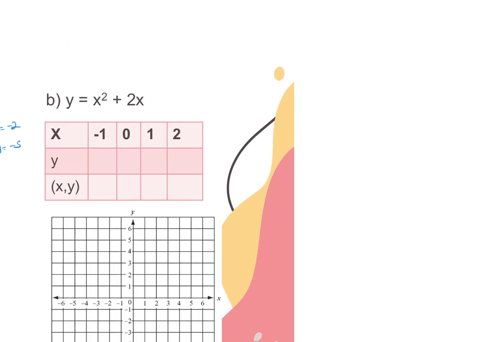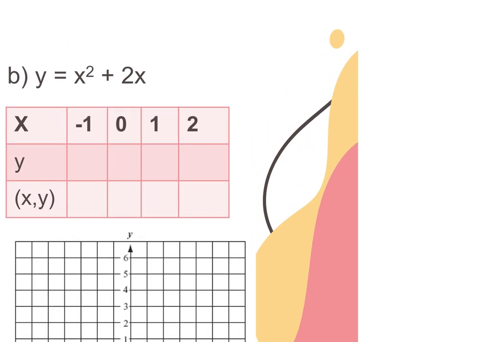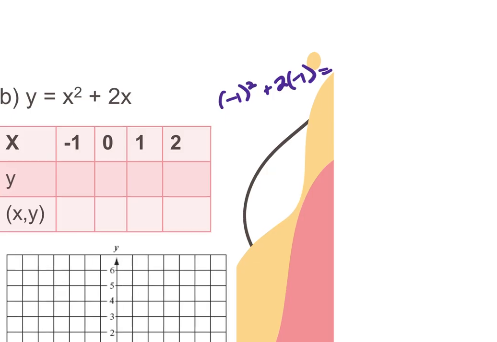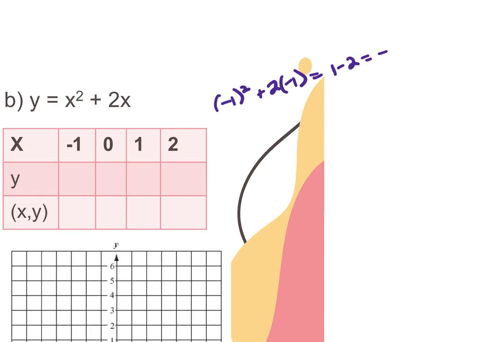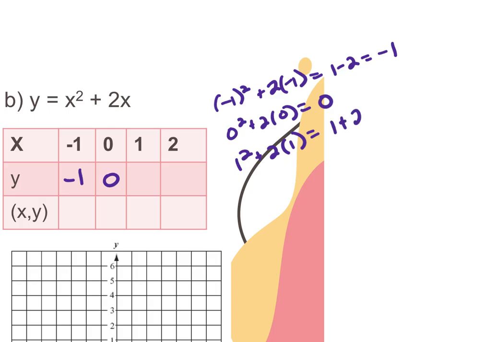But for now, we're going to take these points and we're going to plot them, and we're going to graph what's given to us. So negative 1 squared plus 2 times negative 1 is 1 minus 2, negative 1. And 0 squared plus 2 times 0 is 0. And 1 squared plus 2 times 1 is 1 plus 2, 3. And 2 squared plus 2 times 2, 4 plus 4, which is 8.